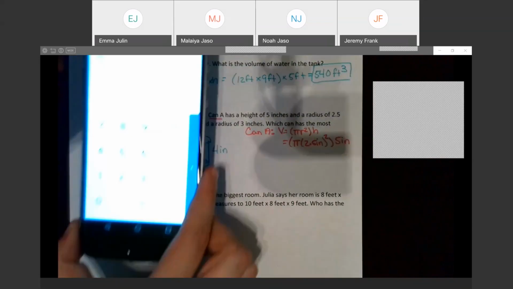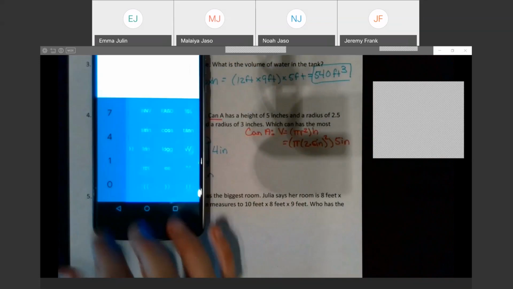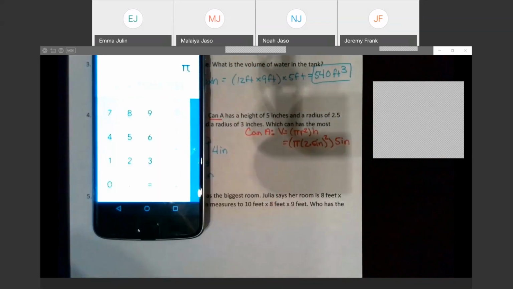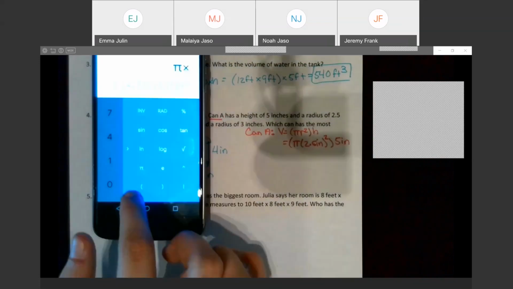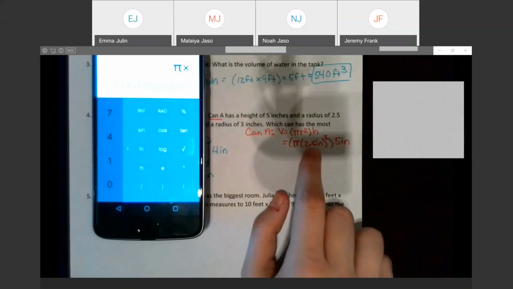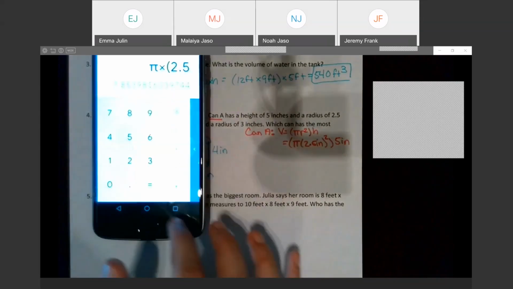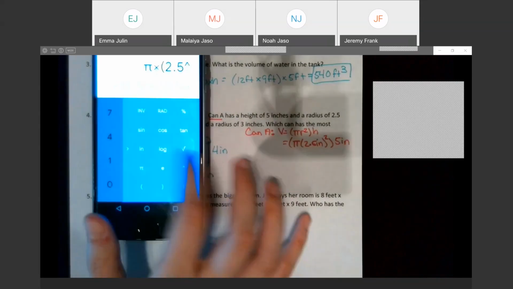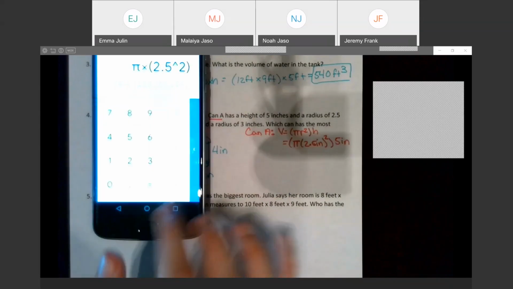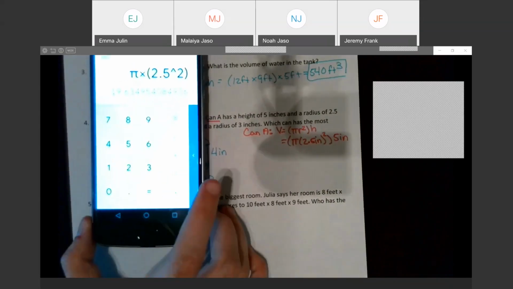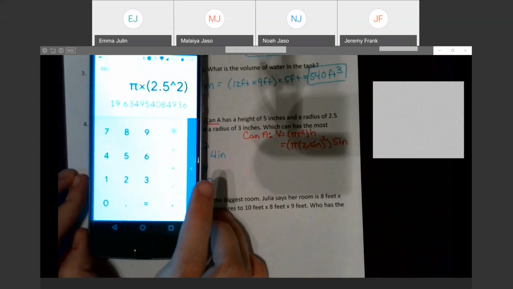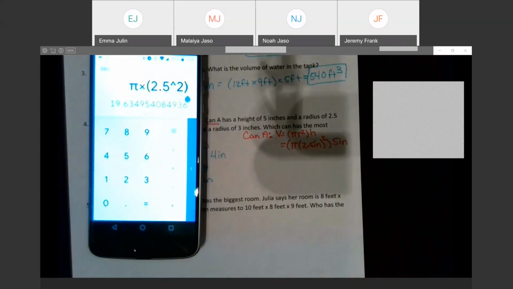So here, I'm going to do pi to start, times parentheses, just to keep 2.5 as its own value. Parentheses, 2.5, and I'm going to make sure to square it. Notice how I close those parentheses. I want to make sure it's considered its own value in the calculator. And then to end it, I'll multiply by 5. If I click equals, you get a big nasty decimal.